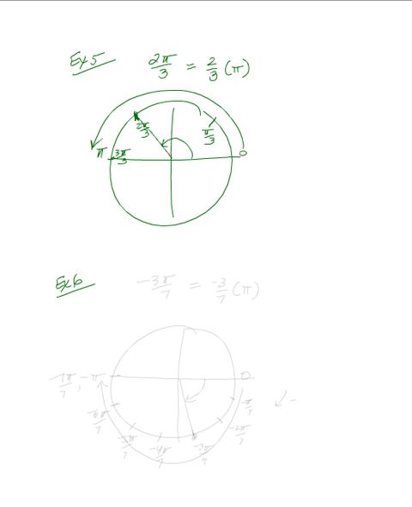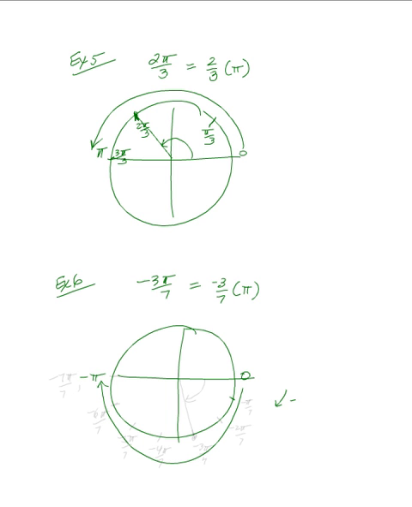Example 6, negative 3 pi over 7. And again, this is really negative 3/7 of pi. Okay. So here's 0, and we're going in the negative direction, so here's negative pi. So again, all of this here is a whole negative pi, but we don't want a whole negative pi. We want to divide that into sevenths and then take 3 of them.